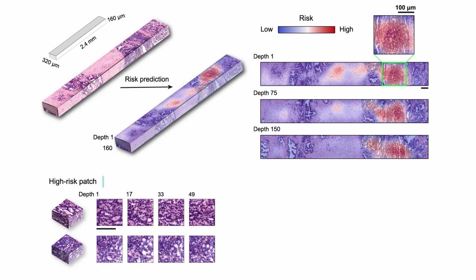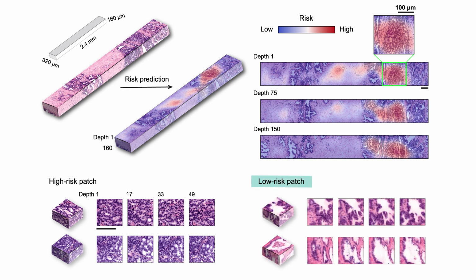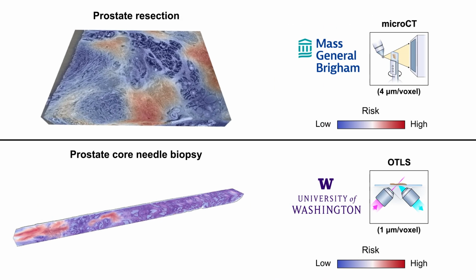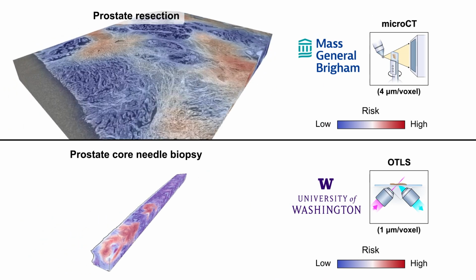The high-risk morphology corresponds to Gleason pattern 4 and 5, whereas the low-risk morphology corresponds to benign glands that are non-cancerous. Here are some additional examples of such heat maps.